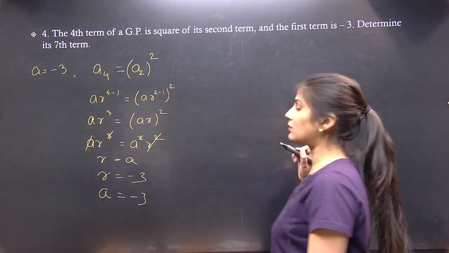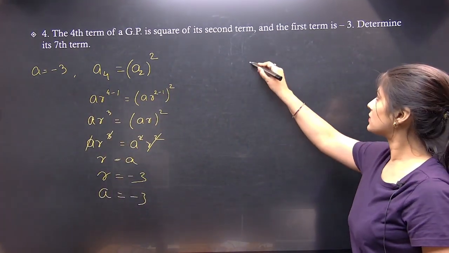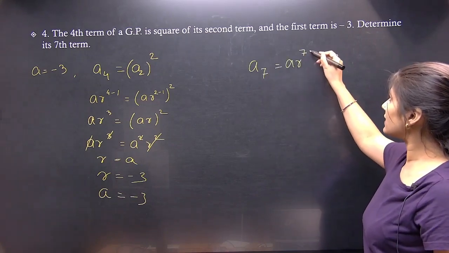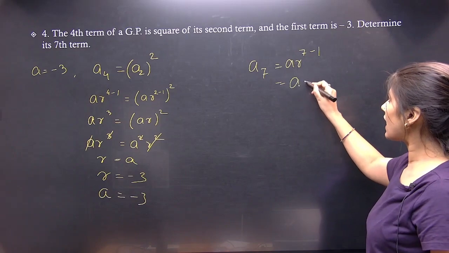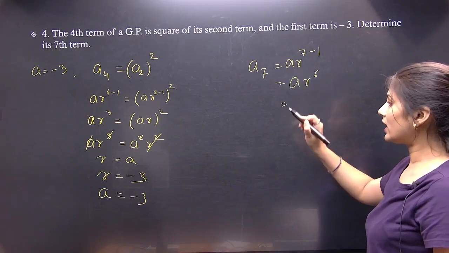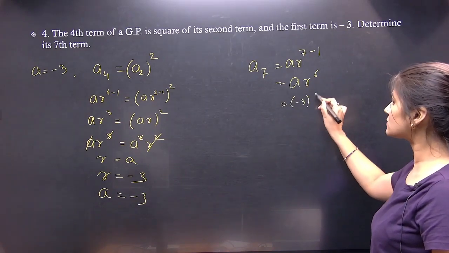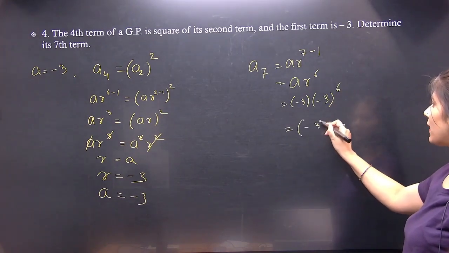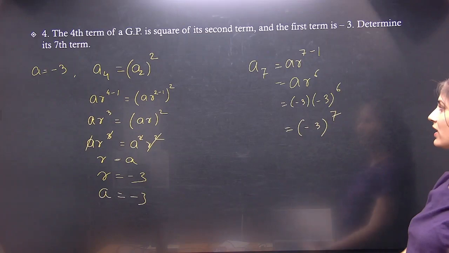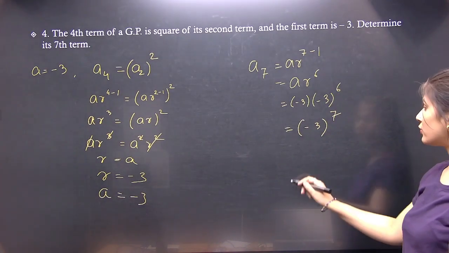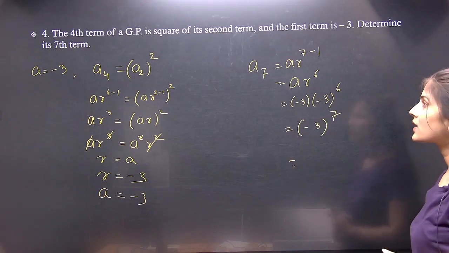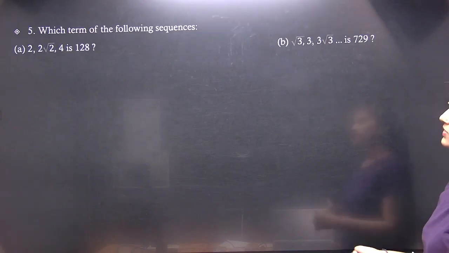Determine its seventh term. So the seventh term is AR^(7-1), which is AR^6. Now A is minus 3 and R is also minus 3. So it is minus 3 to the power 7 (6 plus 1, 7). Now you can multiply it out or leave it like this. Both are correct.